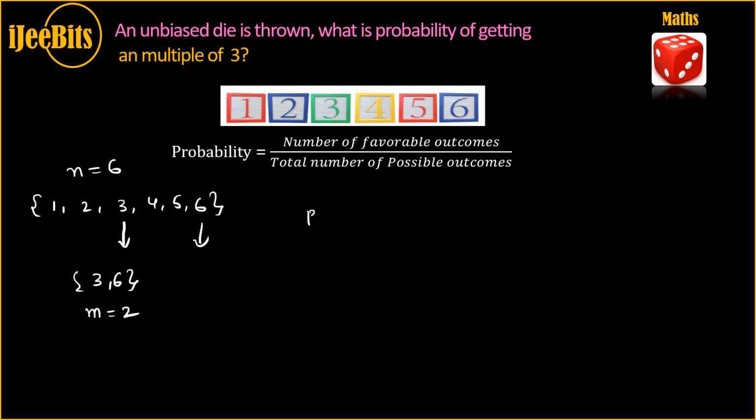So the probability of getting a multiple of 3: the number of favorable outcomes is 2, the total number of possible outcomes is 6. So the answer would be 1 by 3. When you're throwing a die, the probability of getting a multiple of 3 is 1 by 3. That's your answer.